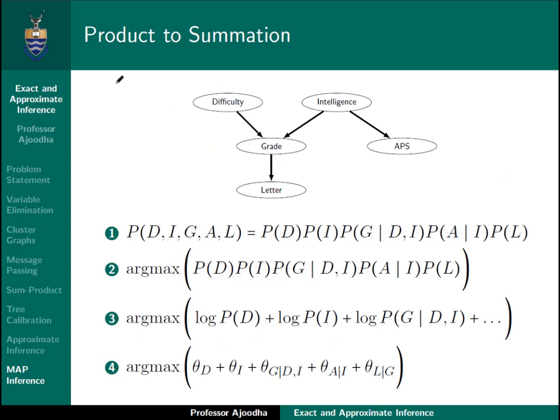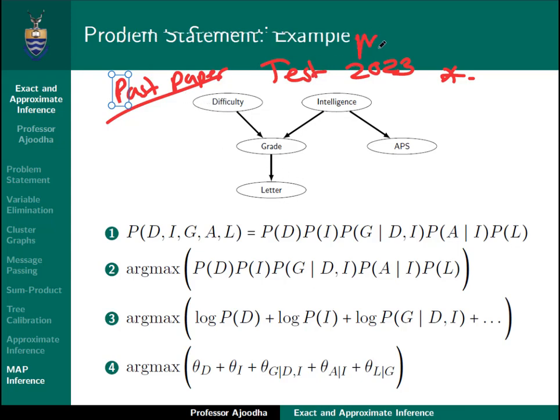So for the test, I'm sure in your past paper you saw I actually asked you to do a run of variable elimination. But in the test for 2023, I'm going to ask you to do a run of variable elimination with respect to the max-sum, which I'm going to show you how to do now. It's a different kind of question, and I have to ask a variety of questions. So study this one more than variable elimination from the previous slide.